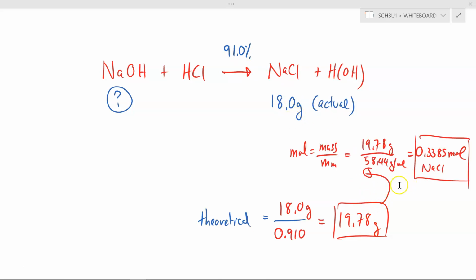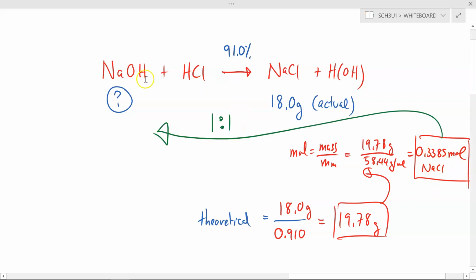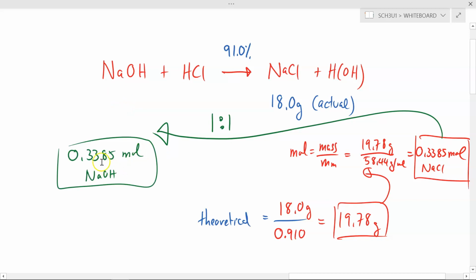And now we do our stoichiometric calculation. So I've got the mass, I've got the molar mass of NaCl, 58.44, divide mass by molar mass, and you get moles of NaCl. Don't forget to balance the equation. In this case, it's already balanced 1 to 1 to 1 to 1. So if it's a 1-to-1 ratio, 0.3385 moles of NaCl becomes 0.3385 moles of sodium hydroxide.